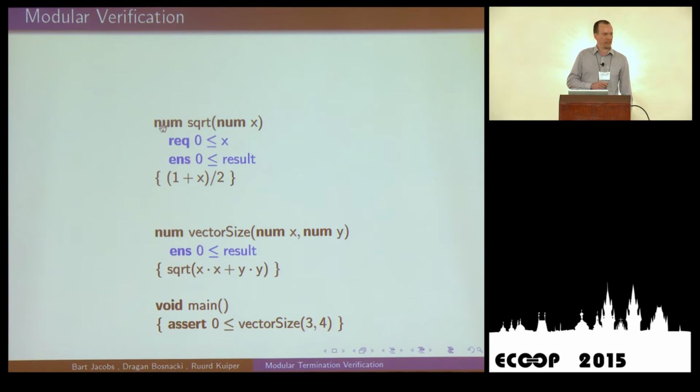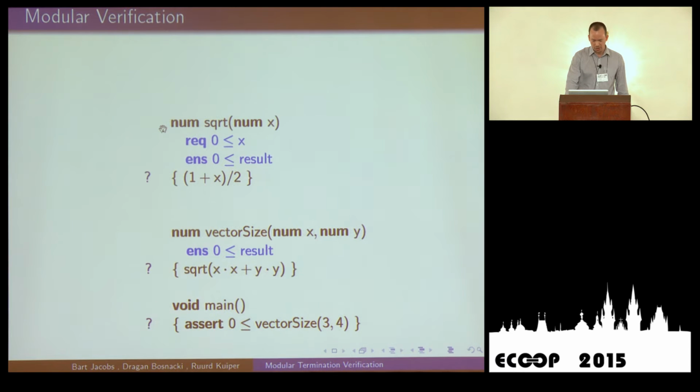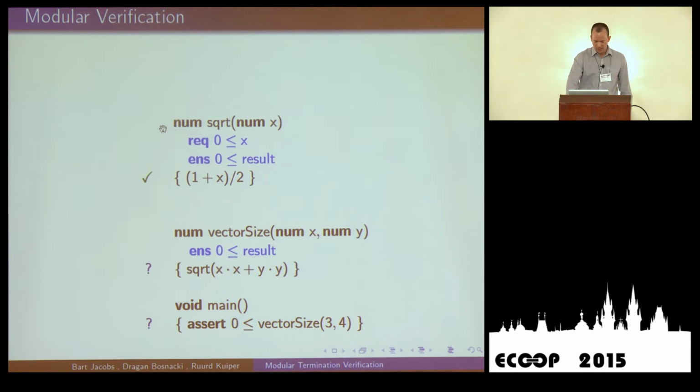Verification of such a program means we're going to look at each module and see if it satisfies its specification, assuming that other modules satisfy theirs. So method square root satisfies its contract, so that's fine.